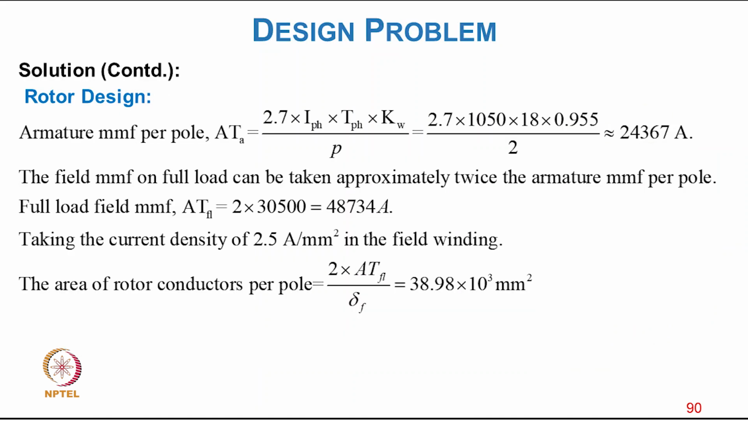Now coming to rotor design, the ampere MMF per pole is AT equal to 2.7 into I_ph T_ph kW by P, so it comes to 24,367 ampere. The field MMF at full load can be taken approximately twice the armature MMF. So full load MMF is AT equal to twice this value, so 48,734 ampere, taking a current density of 2.5 ampere per millimeter square in the field winding. So the area of the conductors per pole is AT upon delta, that is 38.98 into 10 to the power 3 millimeter square.